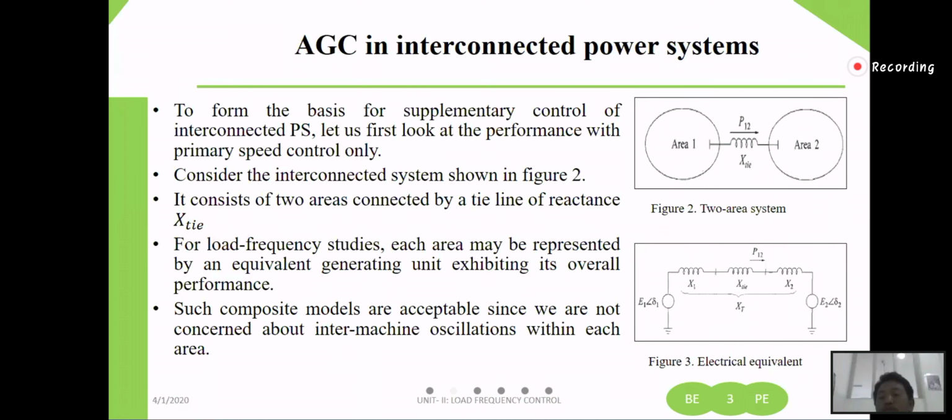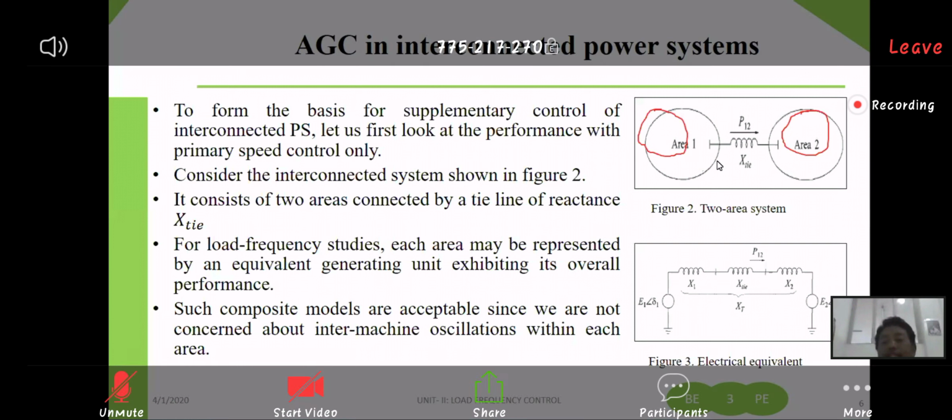For that, let's consider the two-area system shown in figure 2. First, area 1, let's assume it to be Chuka, and here let's say it to be Tala. Area 1 and area 2 are connected by a tie line, and let's assume the tie line reactance to be XTIE.